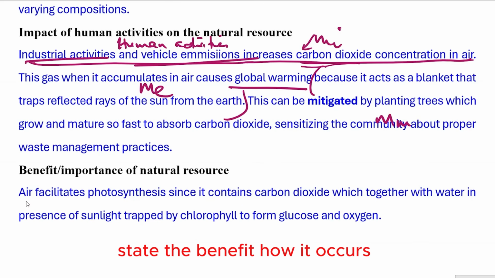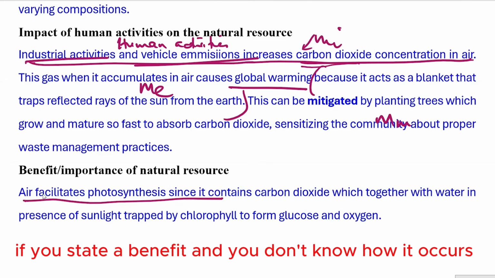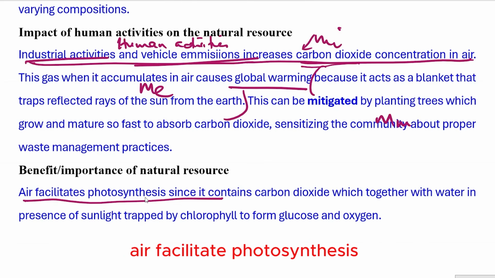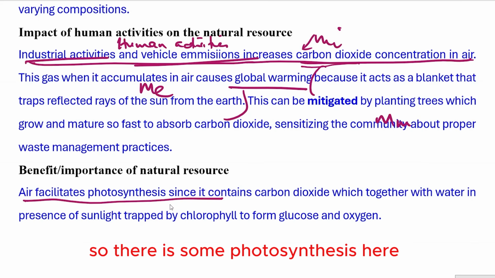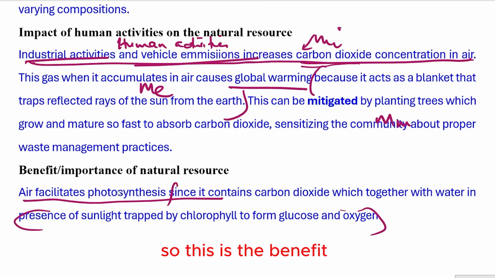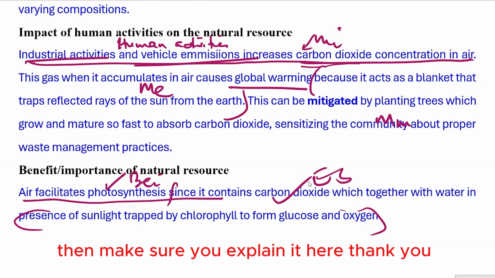Benefit, state the benefit, how it occurs, bring out the science. If you state a benefit and you don't know how it occurs, leave it out. Only use the ones that you know. Air facilitates photosynthesis. So there is some photosynthesis here. Explain how photosynthesis is brought about. So this is the benefit. Then make sure you explain it here.